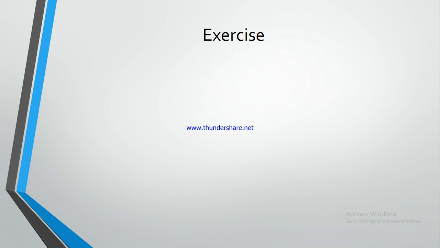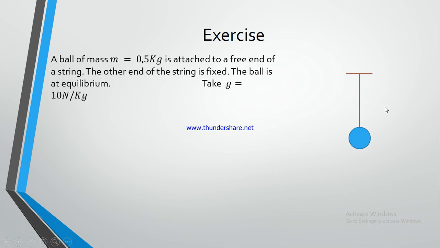Now we will solve an exercise to understand how to work with equilibrium. Consider a ball that is attached to a string. The mass of the ball is 0.5 kilogram and take g equal 10 Newton per kilogram. Actually, g is not 10, it's 9.8. The maximum value is 9.81, and so on. But we take it as 10 for the sake of calculation and rounding.